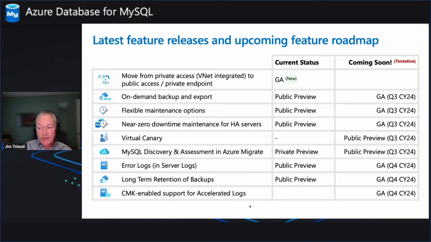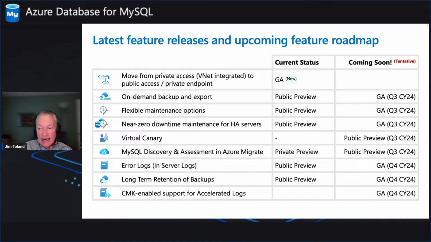The accelerated logs feature went GA during Build, providing up to 2 times the performance for your business-critical servers at no additional cost. However, currently this feature can't be enabled on servers that have customer managed keys, or CMK, enabled. This limitation will be removed by the end of Q4 this year.